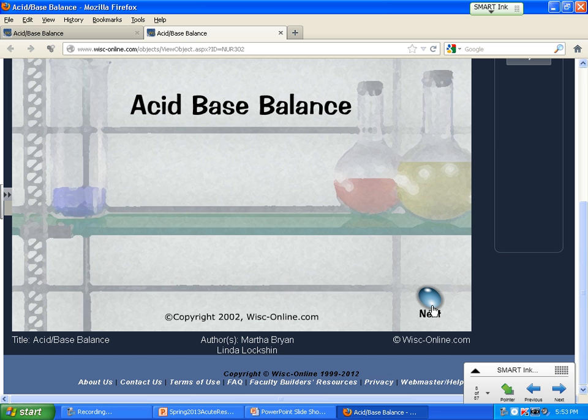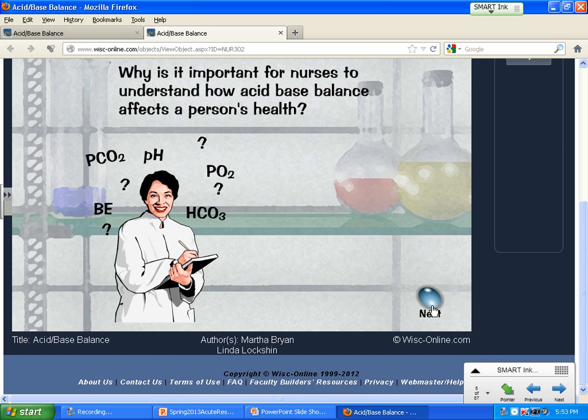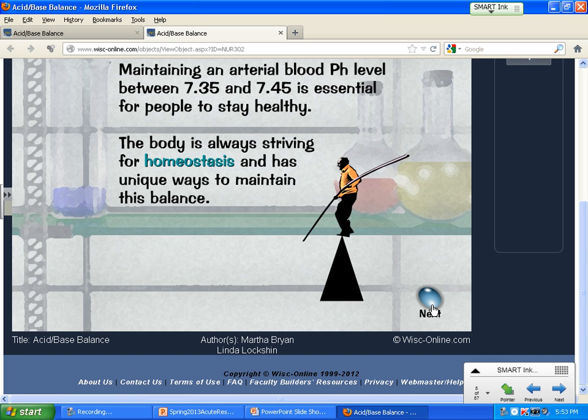So this talks about acid-base balance and why it is important for us to know how acid-base balance affects the patient's health. Basically, what our body is constantly striving to do, and you've all had this in Nursing 200, Michelle talked about it, is keep the pH between 7.35 and 7.45. It has a lot of different compensatory mechanisms that it uses to get that balance. That's what's called homeostasis, where our health is in balance.